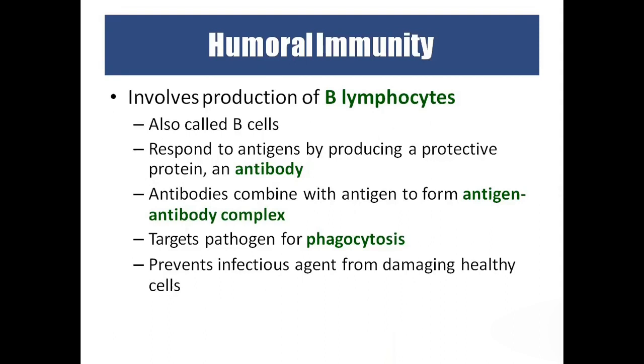So humoral immunity involves the B lymphocytes. B means bone marrow activated lymphocytes. They produce a protective protein, which we call antibodies. The antibody will fight against the antigen and form an antigen antibody complex. This targets the pathogen for phagocytosis, meaning eating of the bacteria, virus or whatnot, and prevents the infection and also prevents damage to the healthy cells.